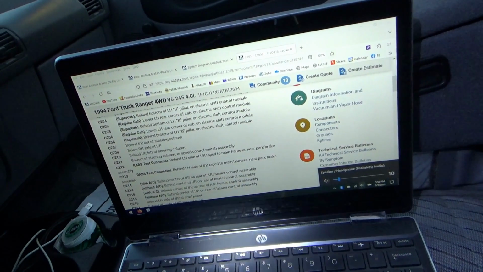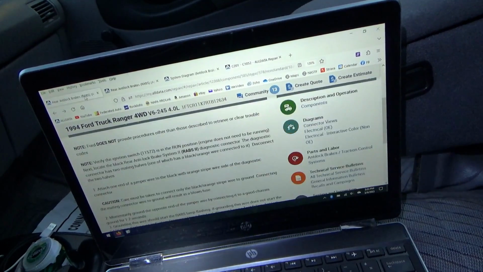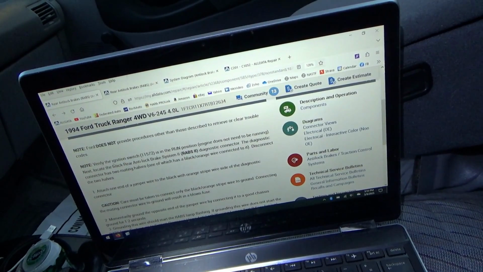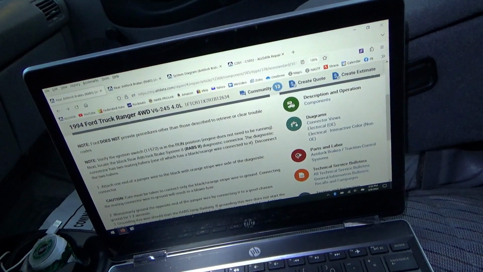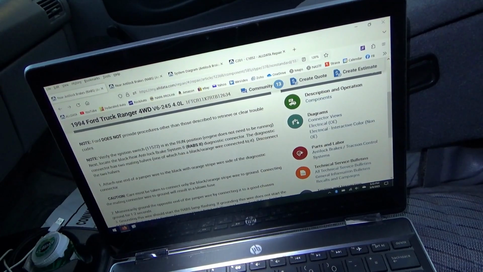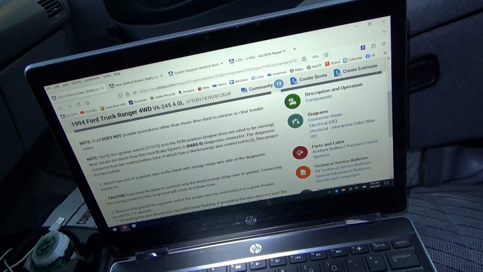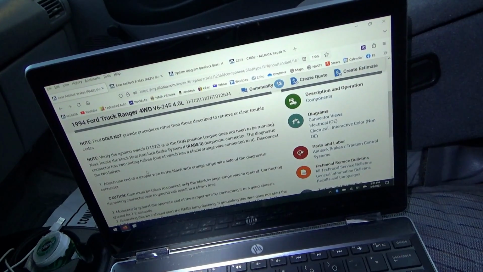Alright, Ford Ranger, ABS light is on, truck is running. How do we read the codes? Sometimes this is half the battle. So it says verify ignition's in the run position. Engine does not need to be running. Locate the black rear ABS RABS2 diagnostic connector. Diagnostic connector has two mating halves, one of which is a black-orange wire connected to it. This connects the two halves. I'm like, okay, well, where the heck is it? They don't tell you the location.